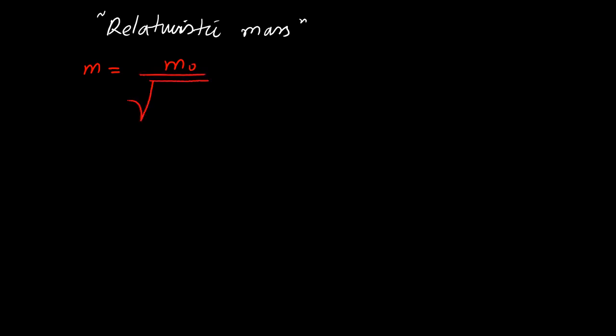So student, according to the theory of relativity, the formula for relativistic mass is m is equal to m naught divided by under root 1 minus v square divided by c square, which means that if we square this equation, m square is equal to m naught square into 1 minus v square divided by c square.